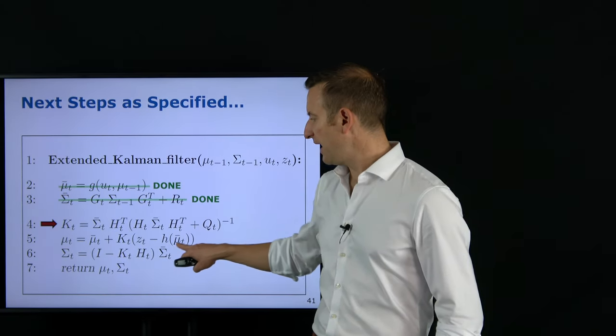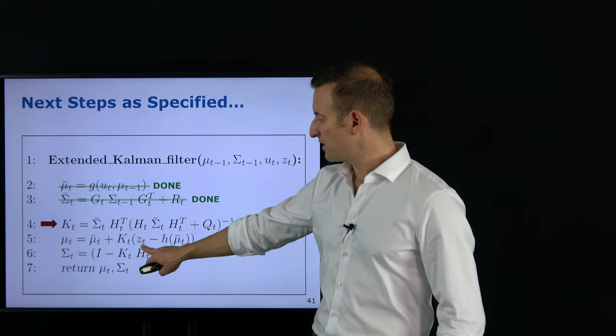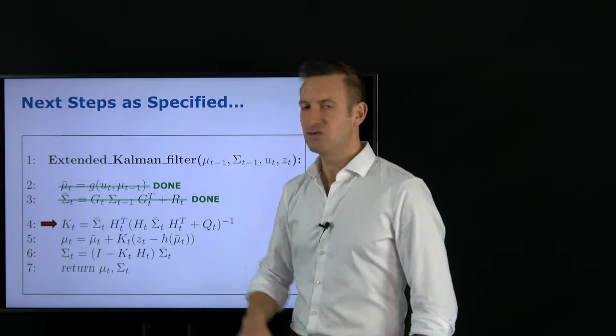But also down here, H, I just know how to compute it. We just specified it before. That is the observation that I have. Just need to compute the difference, multiply it with K, which I just computed, and add it to a vector.